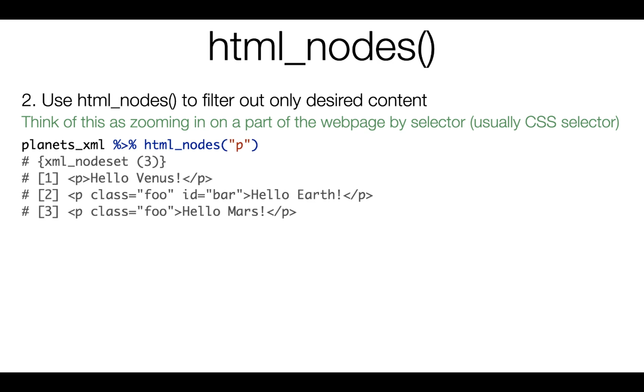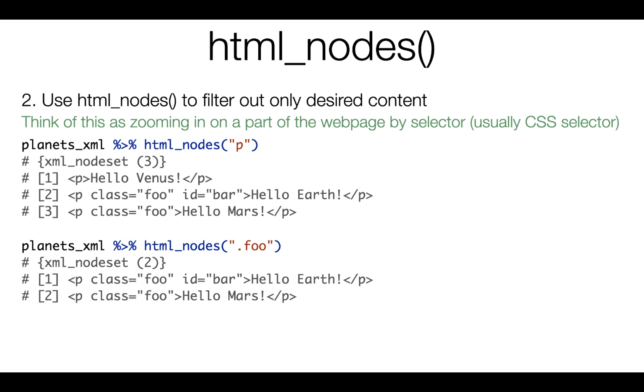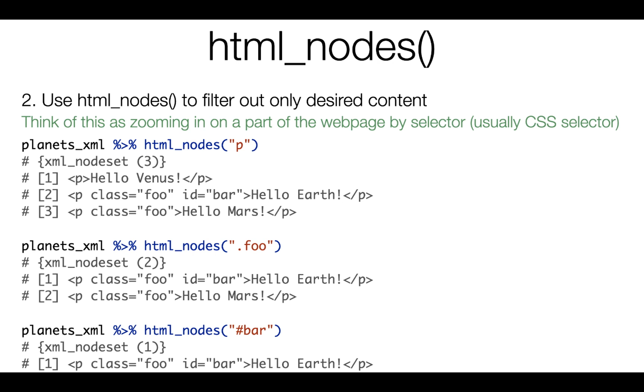For example, with planets XML, I can say html_nodes p, and it will extract all of the p tags that are in that HTML document. Or I could pull out .foo, that's all of the class foo, or I can pull out #bar, that'll give me all the ID bar. So that's the reason why we were really interested in the CSS selectors before, was so that we know the language and have the ability to extract pieces of the web page.